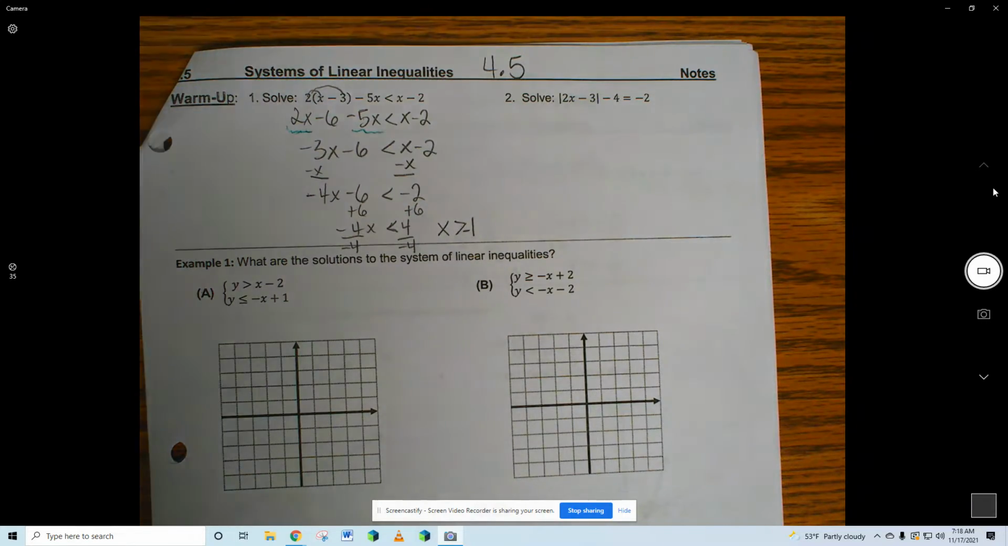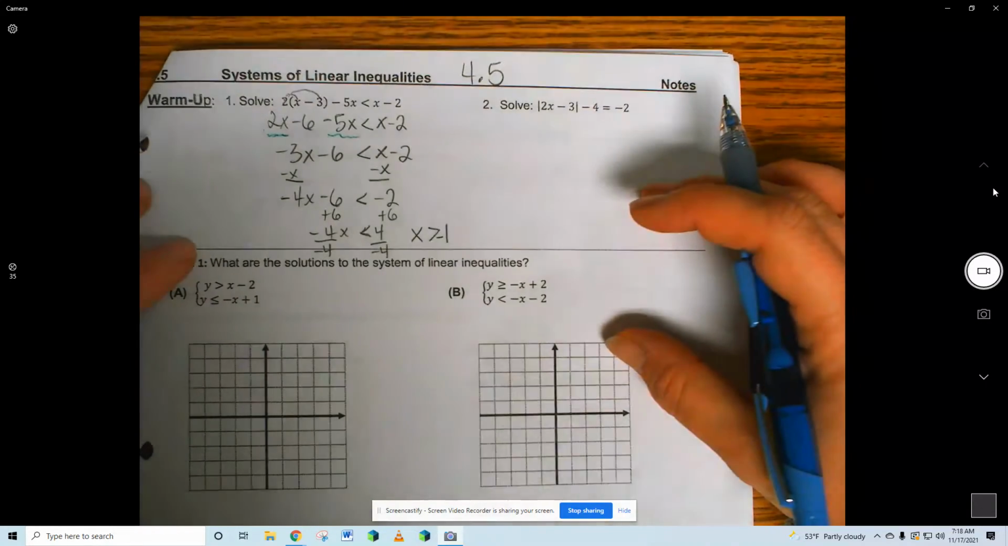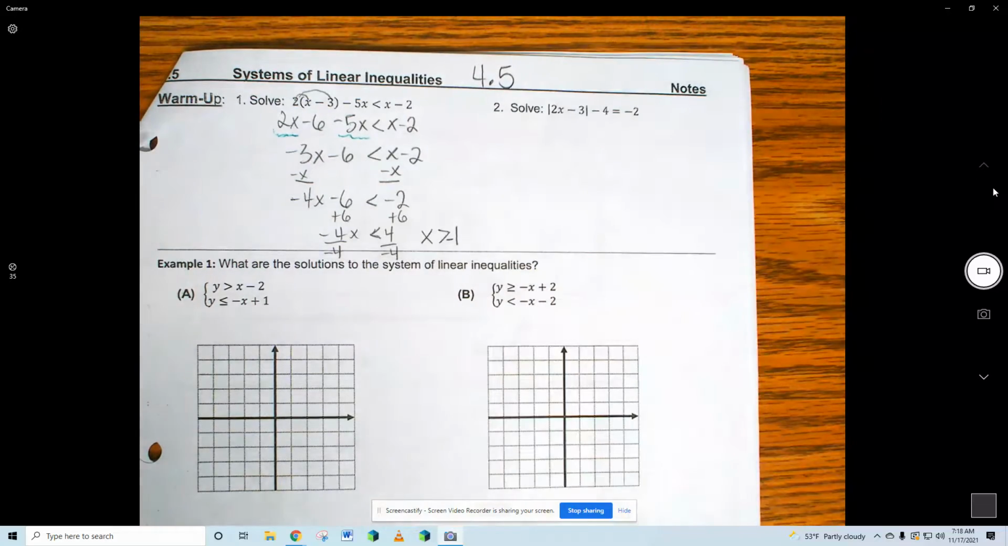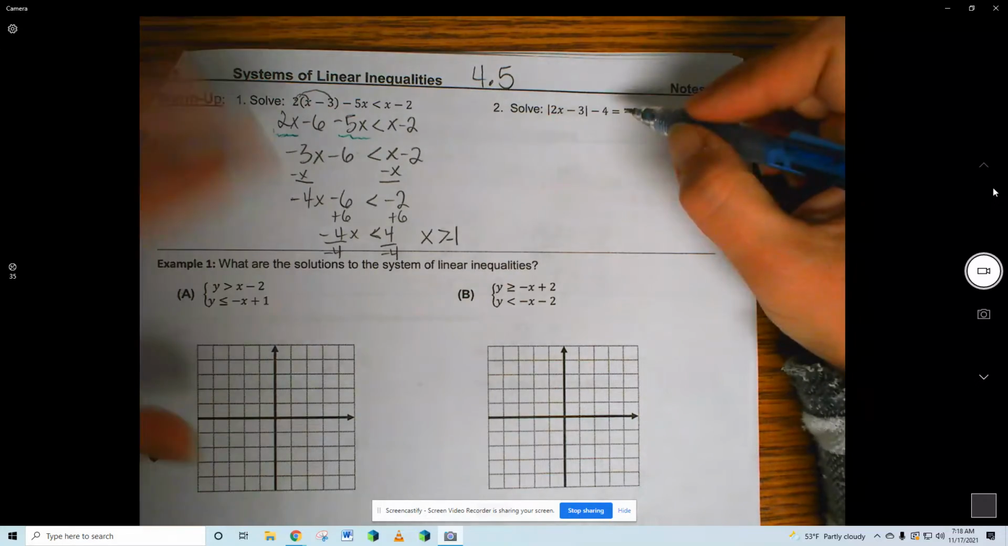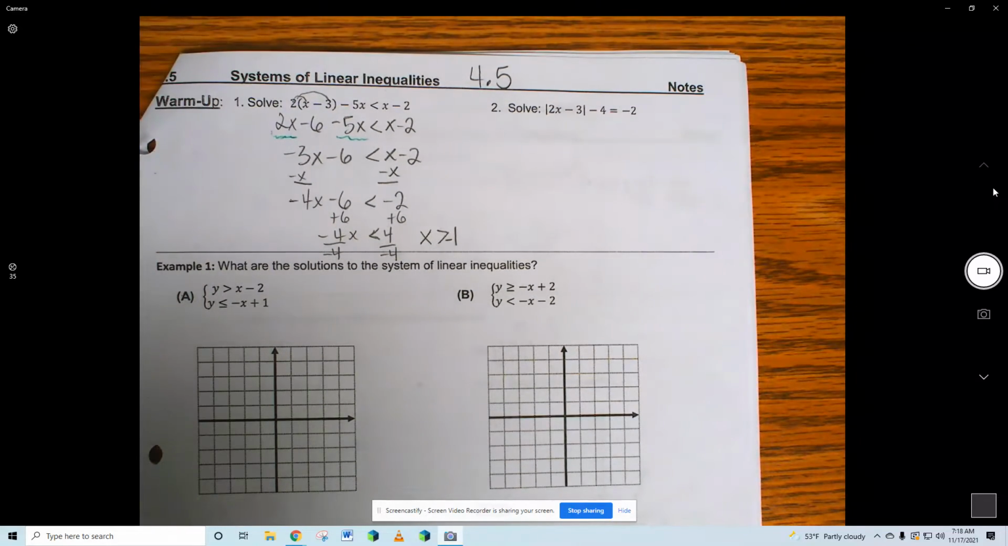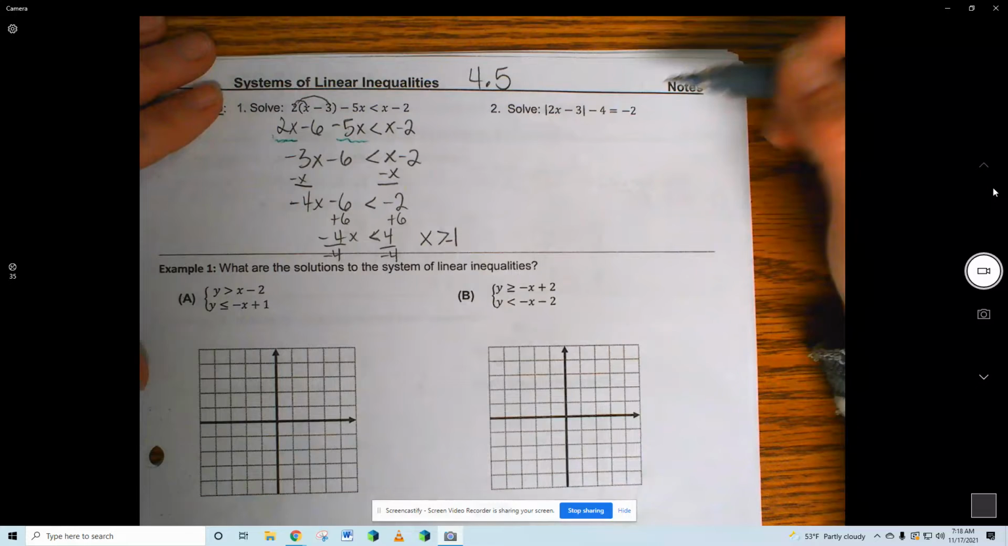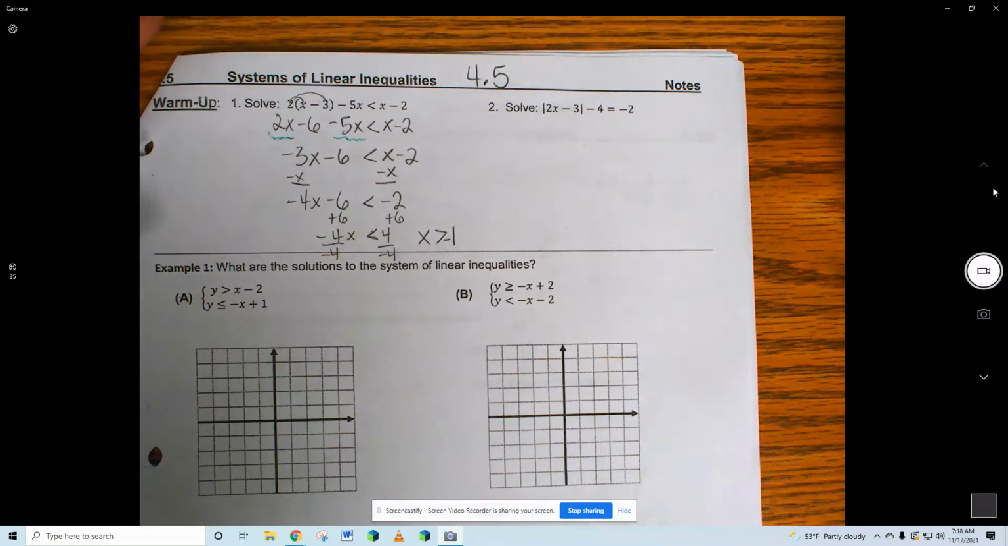Good. We are going to do warm-up number 2 because these 2 questions are going to be on your final exam. So let's refresh our brains. I need to isolate my absolute value sign. Isolating it means the 4 is in the way. I got to get rid of the 4. What do I do?